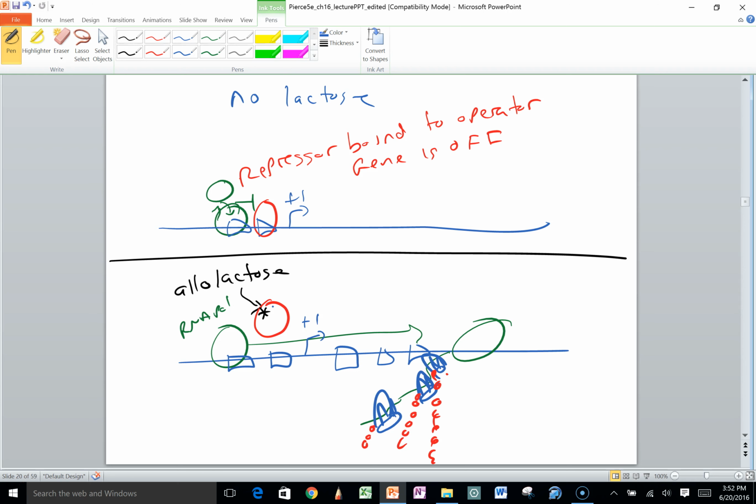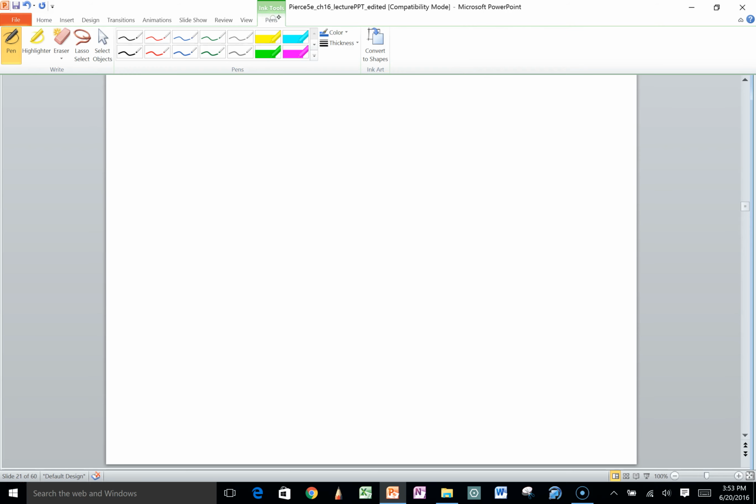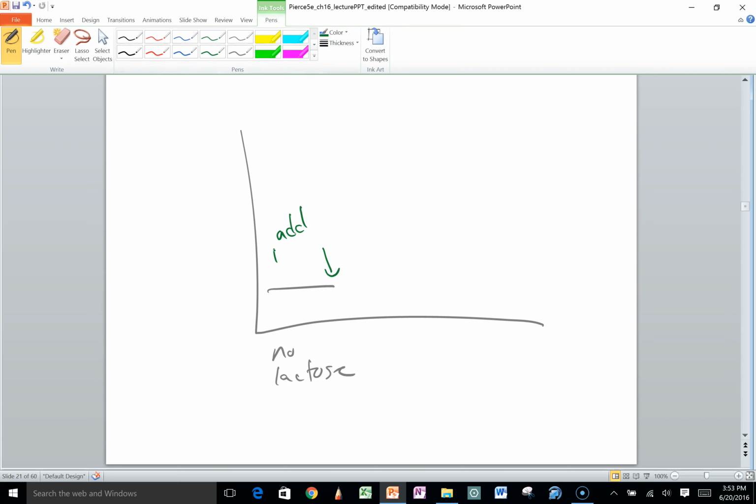But the key is that in the presence of lactose, the gene is turned on, and it's turned on because the lactose is binding the repressor. The repressor lets go of the operator, and that's what happens. This explains the inducible characteristic of the operon. It's usually off, so no lactose, the gene is off. Add lactose, and the gene is on.